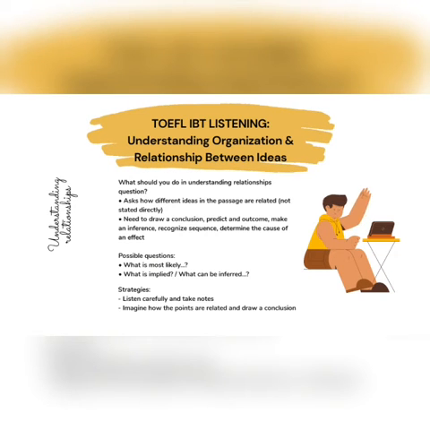So, in understanding relationship, there are two possible questions. The first is, what is most likely, and so on. And the second is, what is implied, or what can be inferred, and so on. In understanding relationship, there are two strategies. The first is, listen carefully and take notes. And the second is, imagine how the points are related and draw a conclusion.